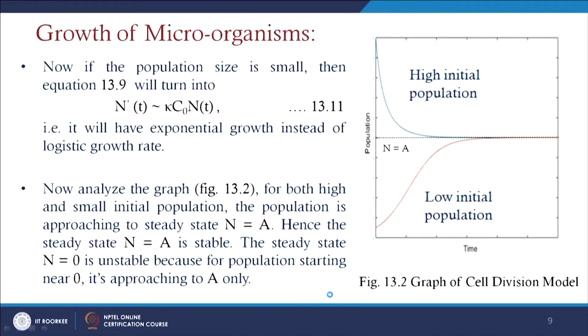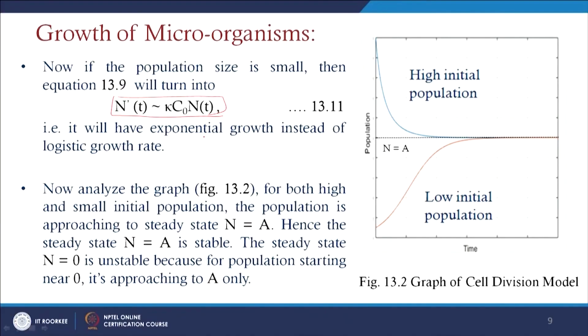That is why we write n prime of t is approximated as k c0 n(t). That is, it will have exponential growth instead of logistic growth. If we directly find the solution, it provides an exponential solution, that is n(t) equals some constant into e to the power k c0 t.